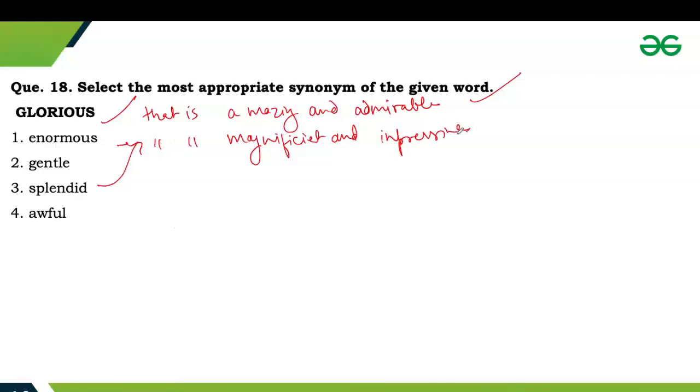Enormous refers to something that is huge in size. Okay. Gentle refers to someone who is kind, and we can say mild. Okay. Awful refers to something that is really bad or disgusting. Okay. So for this, third will be the correct answer, that is splendid.